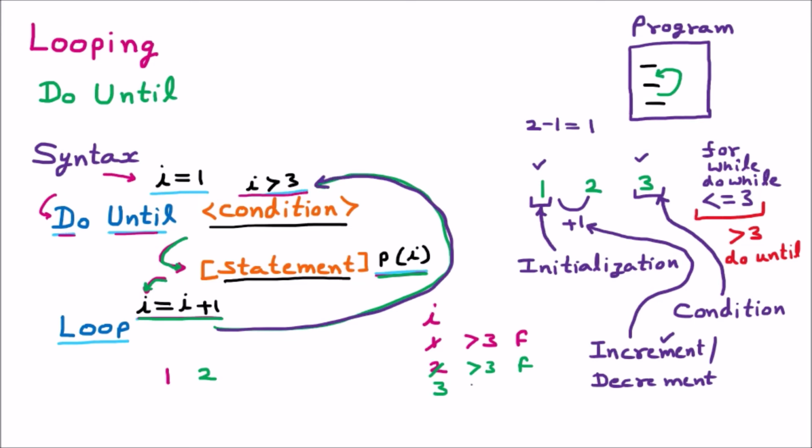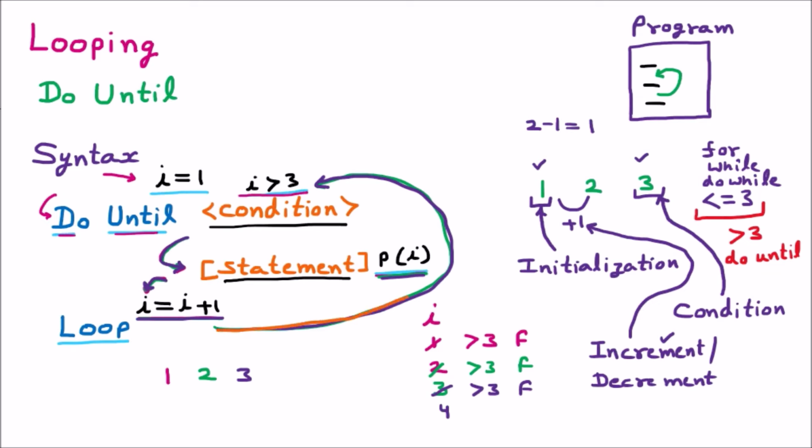So here 3 greater than 3, false. So again for the false value it will come inside and print this. So 3 is again printed. Afterward again it will come down, I is equal to I plus 1. So the value of I is incremented, which is 4.